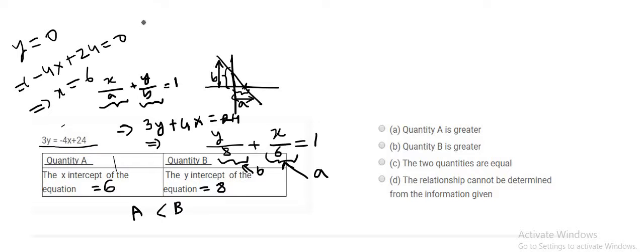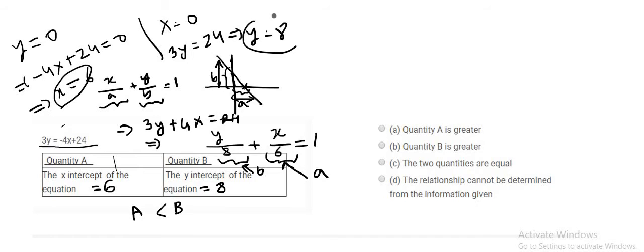And similarly for the y-intercept, we can put x equal to 0 in this equation and we can find 3y equal to 24, or y equal to 8. So in this way also we can calculate the x and y intercept and compare the values. But in either case the answer would be the same, that is, quantity B is greater than quantity A. So for this the answer would be B, quantity B is greater.